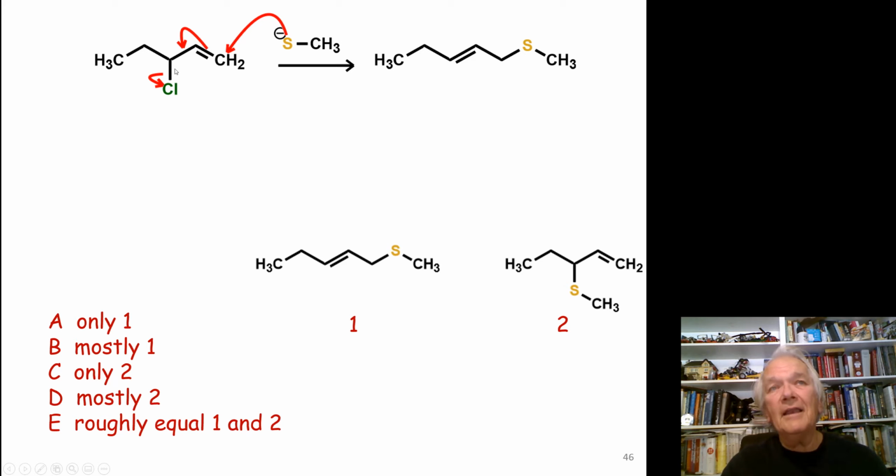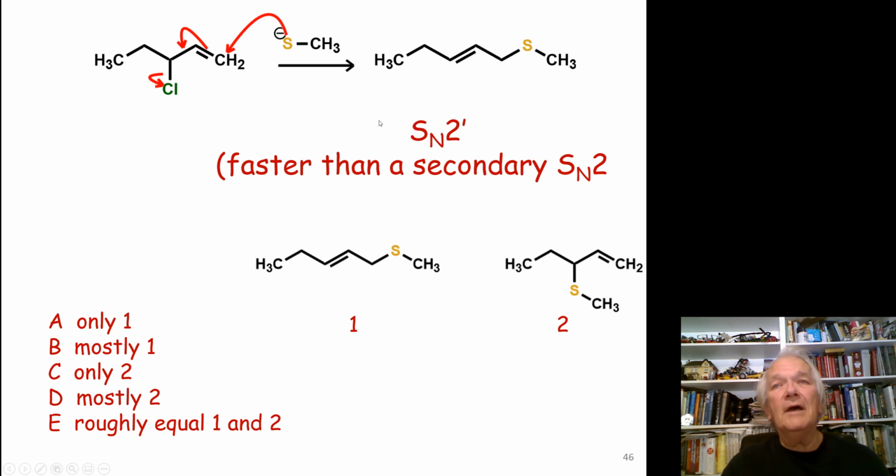So the secondary allylic one gives you the same product as we had on the previous slide, where we also got that product. This is called an SN2 prime reaction, and the key thing is it's faster than a secondary SN2. I kind of made this more confusing than it should have been.